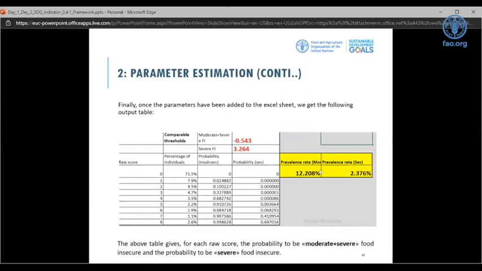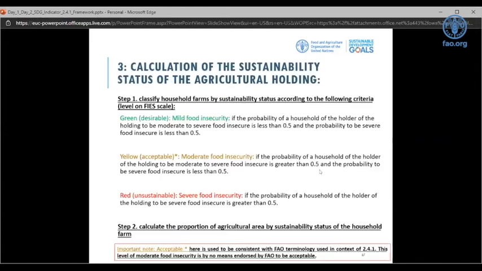Now, in case of 2.4.1, as I mentioned to you earlier, we are using a customized or tailored version of the FES. So we go one step beyond the FES process. And this one step beyond is, remember that we have to assign the agriculture holdings, and by virtue of that, the agriculture land area that the holding manages, owns, or operates, sustainability statuses, right? The green, yellow, and red.